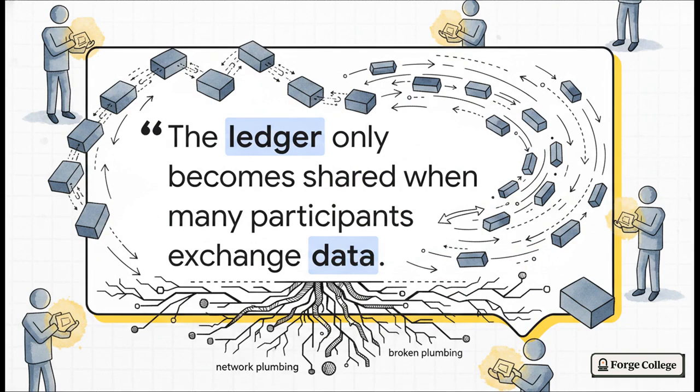There's a quote from our source material that I absolutely love because it really grounds all of this theory. It says, "The ledger only becomes shared when participants exchange data. Topology dictates resilience." Think about that. The most brilliant, mathematically flawless block design in the world means absolutely nothing if the network's plumbing is broken and that block can't reach the rest of the nodes.